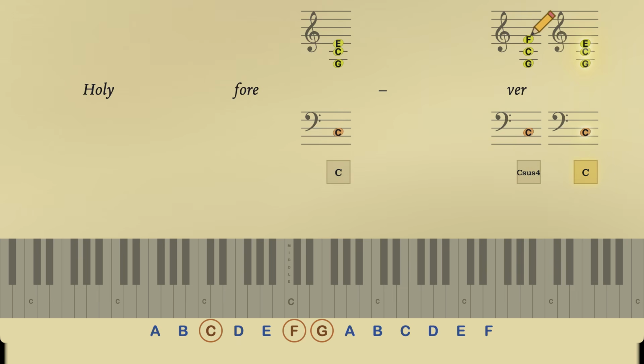So when I play these last two, or if I start here, next one. And if I play rhythm to it, holy forever.